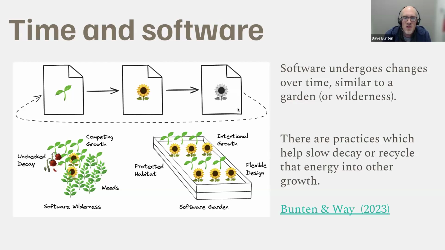And it takes real work to keep that cycle going where we revisit and revitalize things. There are practices which help slow decay or recycle that energy into other growth. So there are ways to take a software wilderness that we're seeing down here, which maybe has unchecked decay, competing growth, or weeds popping up in that software garden, and we can change that to be more of a structured software garden that's very intentional and is structured for intentional growth. It's a protected habitat and has flexible design that might make it able to survive a bit longer.